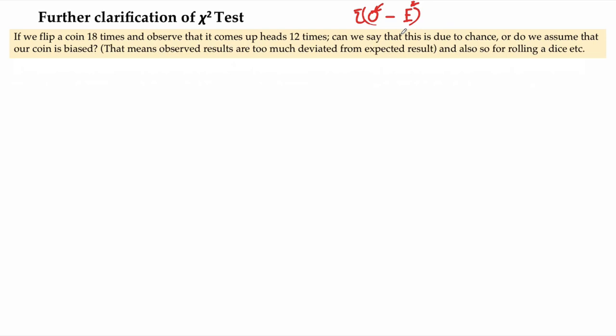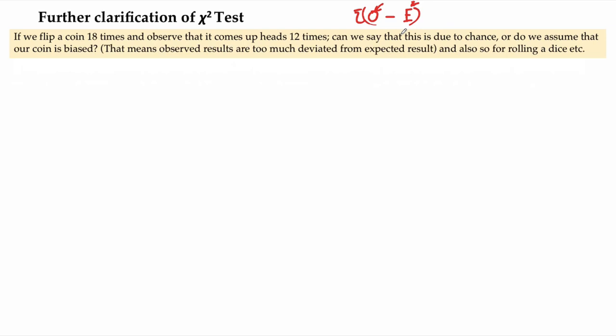Think that you are tossing a coin 18 times, very simple, and you are getting 12 heads. Ideally you're supposed to get 50-50, that means 9 heads and 9 tails as per the probability law, but you are not getting that. So my question is, in the probability section we discussed that it may be because of a biased coin, but is it really biased? Or is there not much difference between the observed variable and the expected variable?